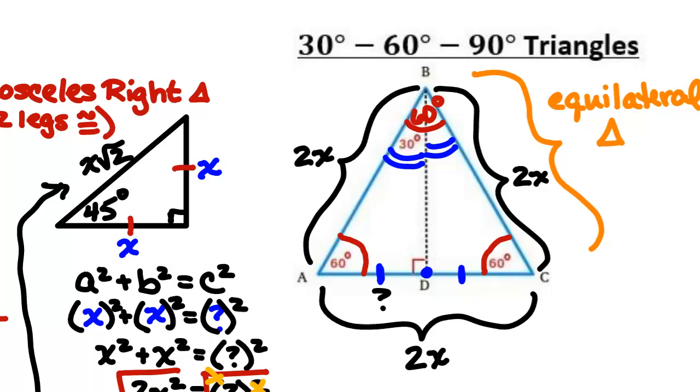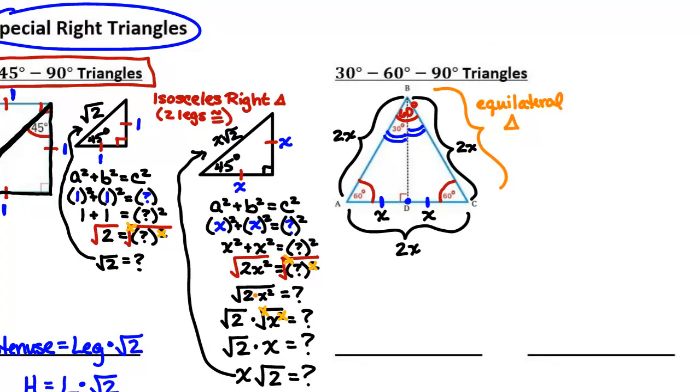X. So x, because x plus x would give me 2x, which would be that whole side. Right, there's a whole lot going on in this picture. So I'm going to take just half of this equilateral triangle, and I'm going to redraw it off to the side.